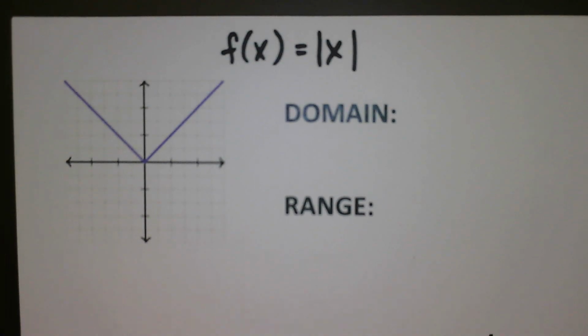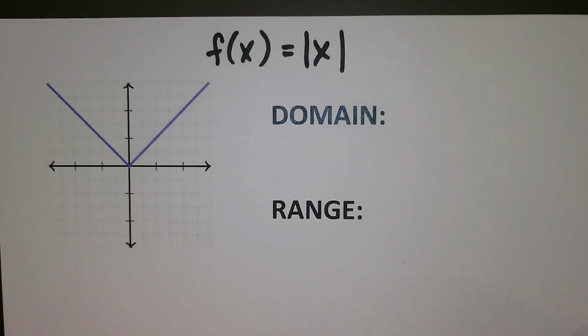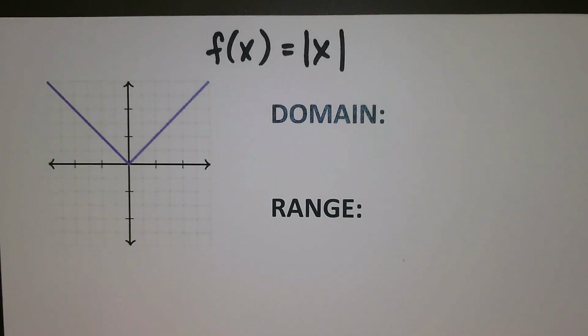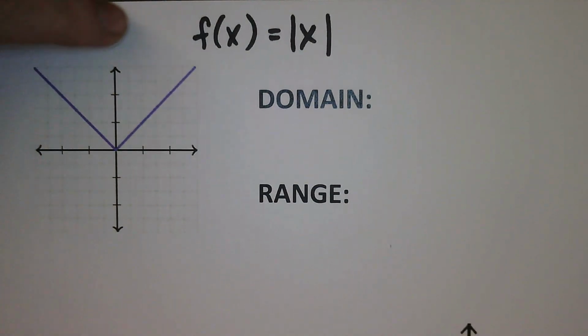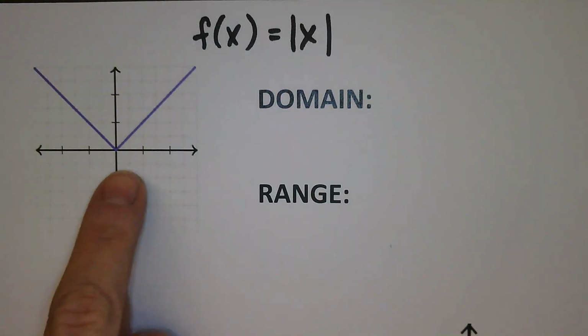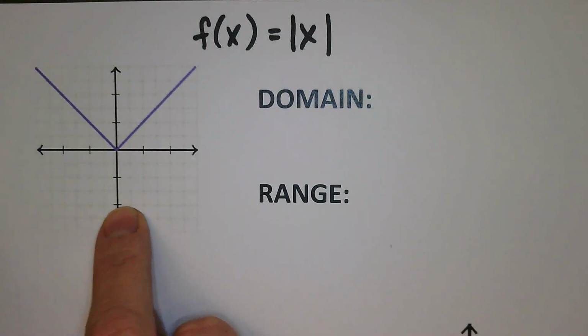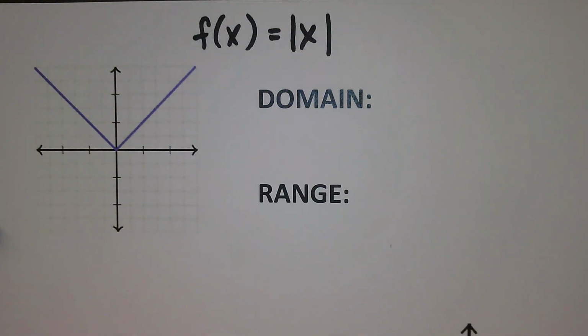All right, guys, I wanted to give us a little heads up about the domain and range on the absolute value function. So what we're looking at here is the parent function for the absolute value, which is f of x is the absolute value of x. It's got a vertex right here at the origin. On the right, the slope is 1. On the left, the slope is -1. It makes that nice little V shape.